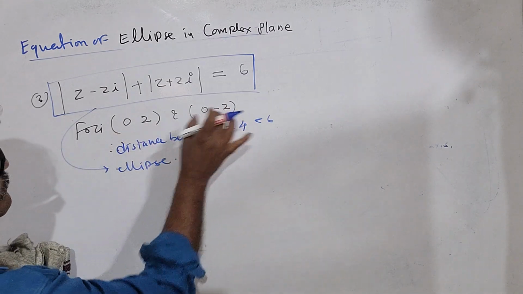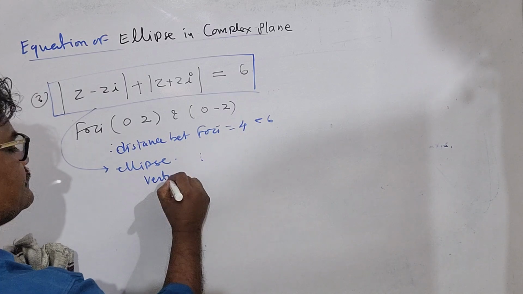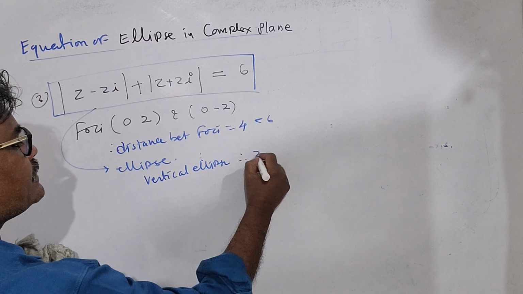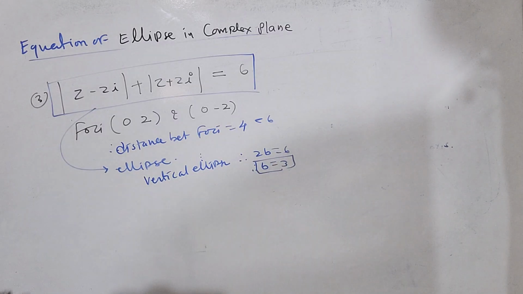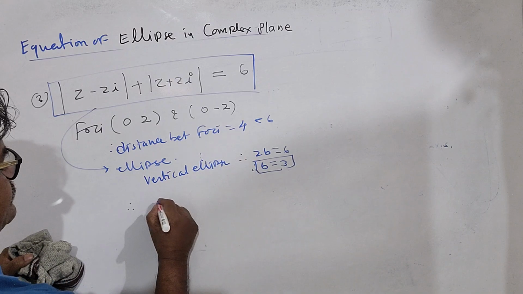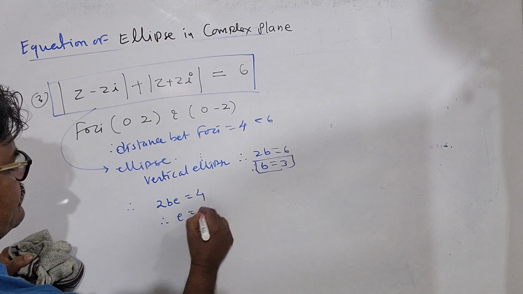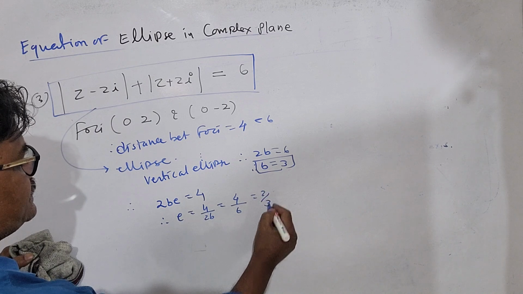See, foci (0, 2) and (0, −2), and 2b, this is what? This is a vertical ellipse. And therefore we have 2b equal to 6, therefore b equal to 3. Correct? Now here also the distance between the foci is 4, that is 2be is 4. So therefore e is equal to 4 by 2b, that is 4 by 6, that is 2 by 3.